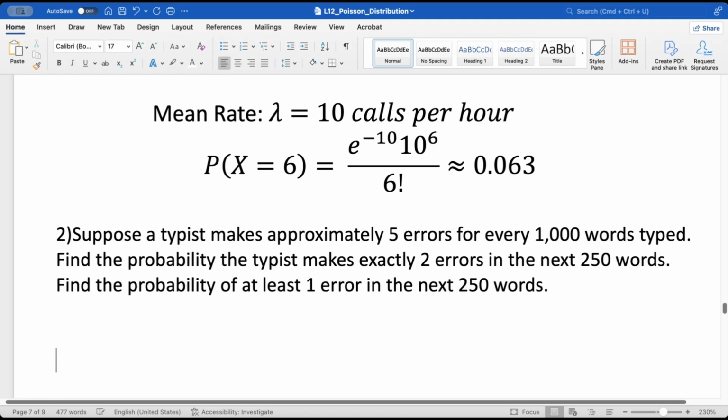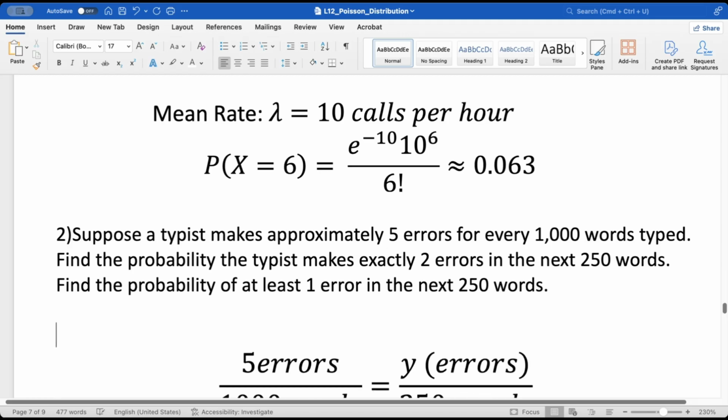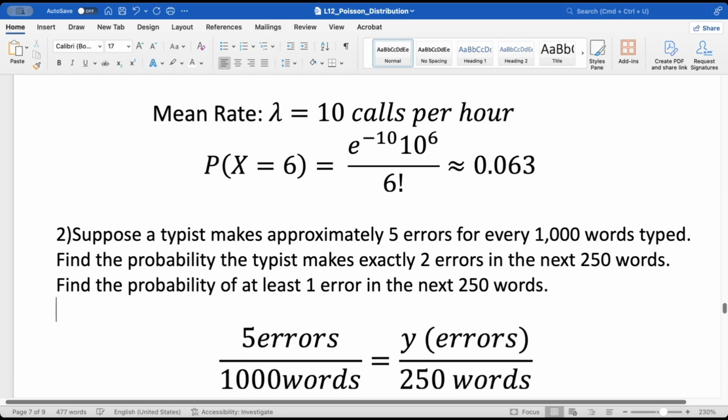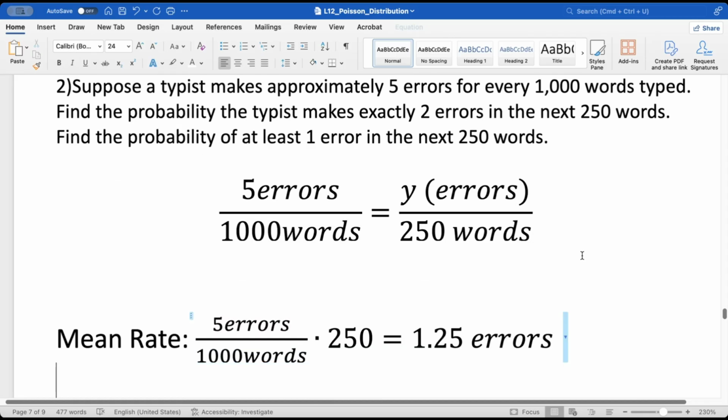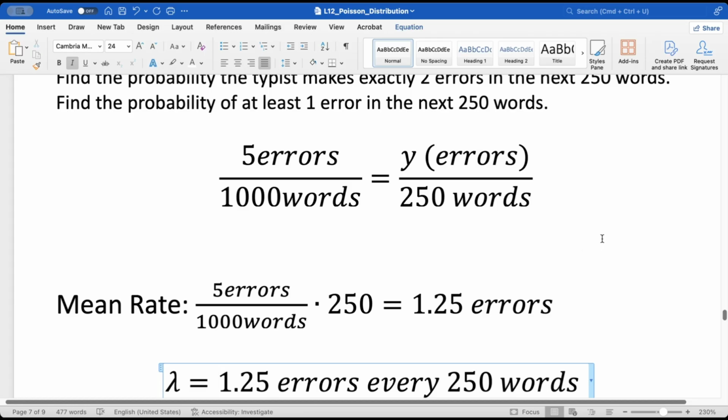We need the number of words here to match. So 5 errors every 1,000 words. We're going to convert that to errors every 250. And so you can cross multiply here to solve this proportion out, or you could just also divide by 4 here because it is a 4-to-1 ratio. So you can cross multiply 250 times 5 over 1,000, you get 1.25. So scaling 5 errors every 1,000 words is equivalent to a lambda of 1.25 errors every 250 words.